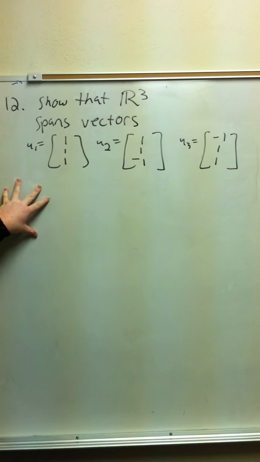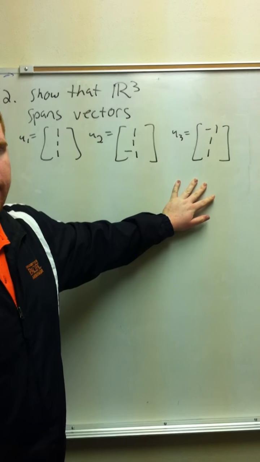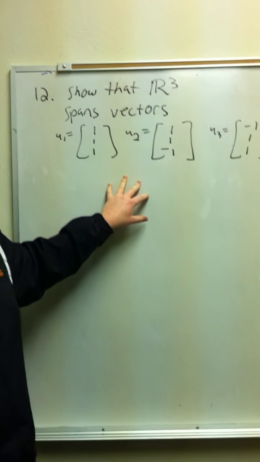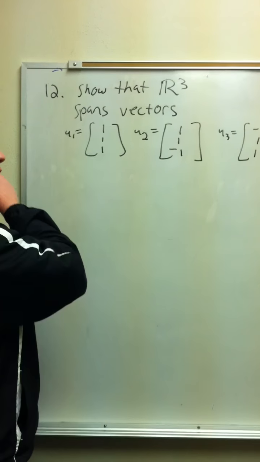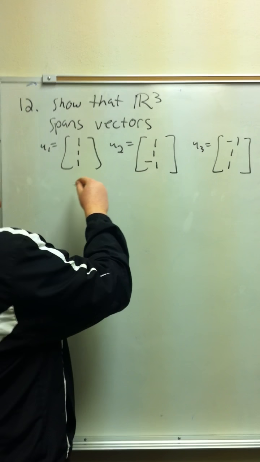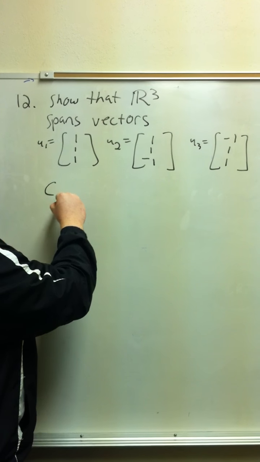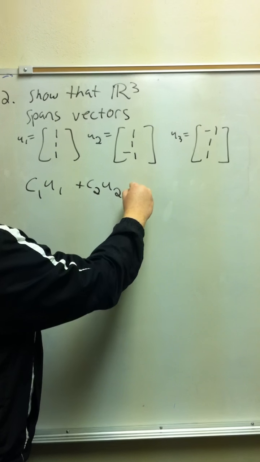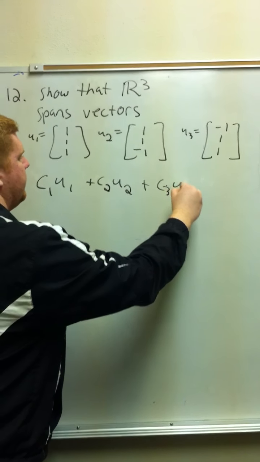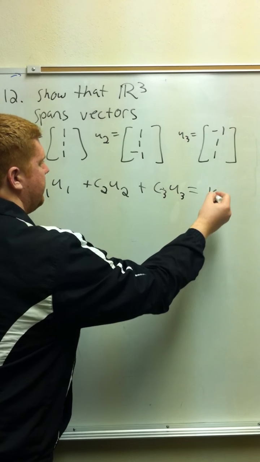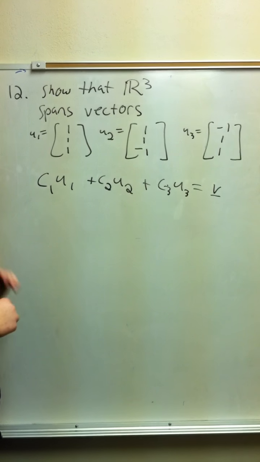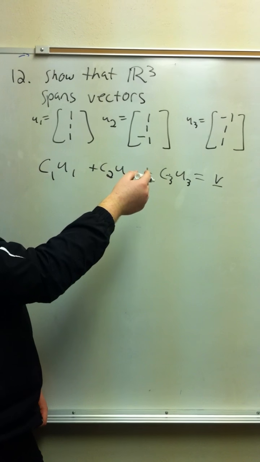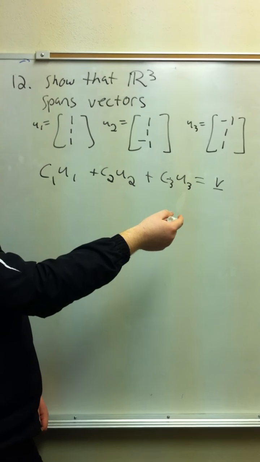So we need to show that these three vectors can describe any vector in R3. What this is really saying is that we can have a constant C1 times U1 plus C2 times U2 plus C3 times U3 equals a vector V in R3. So we can form a linear combination of U1, U2, and U3 to form any vector in R3.